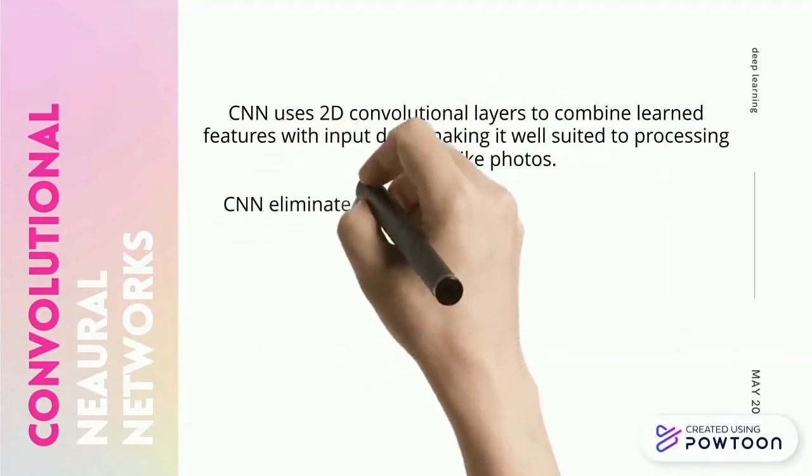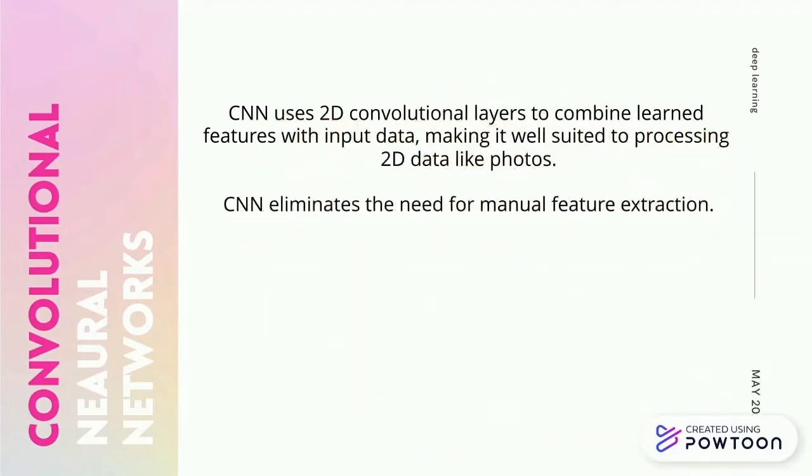The CNN uses 2D convolutional layers to combine learned features with input data, making it well suited to processing 2D data like photos. CNN eliminates the need for manual feature extraction. The CNN operates by extracting features from photos directly. The relevant features are not pretrained, instead they are learned as the network trains on a set of images. This automated feature extraction makes deep learning models highly accurate for computer vision tasks such as object classification.